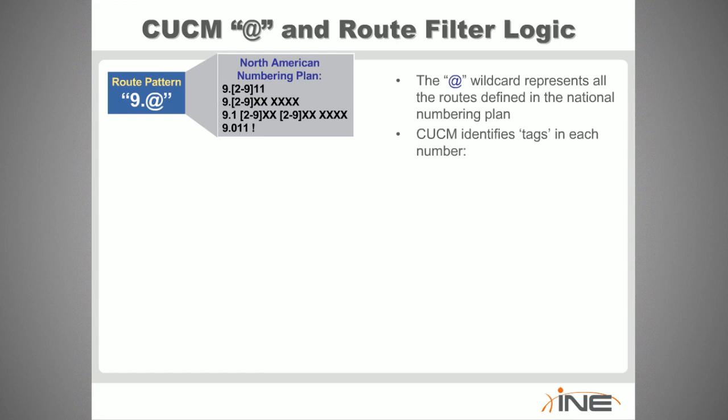So CUCM identifies tags in each number. Tags represent sections of the digits, and you can see over here I've got the digits a bit parsed out. So we've got 9 dot, for instance on the local, the second number, 9 dot 2 through 9 XX, space, XXXX. And the 2 through 9 XX, if it's only part of a 7-digit number, actually indicates a prefix. In the US, we call them NPA NXXs. NPA also equals an area code in terms of terminology. NXX also equals a prefix or a locale code.